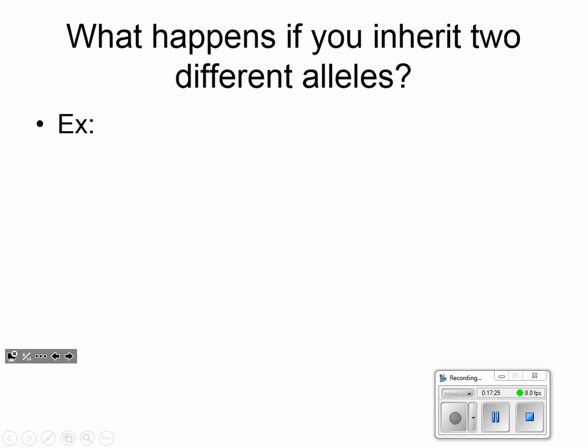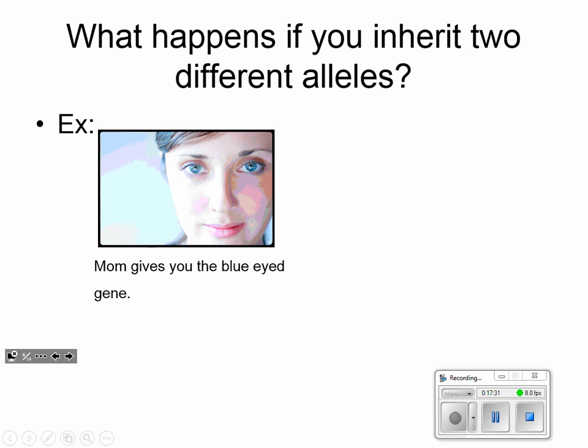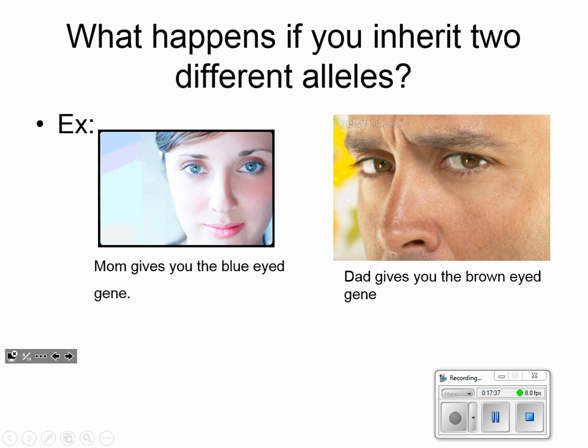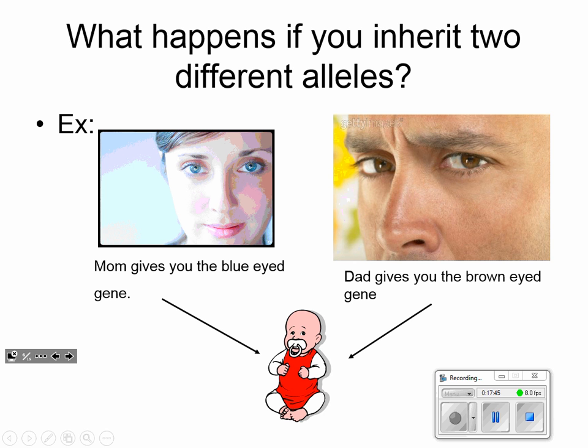Ready? I'm going to show you what happens when you inherit two different alleles, pieces of the gene on the chromosome. So, for example, your mother has blue eyes, so she's going to give you the only gene she has, which is a blue-eye gene. Your father has brown eyes. He's going to give you that brown-eye gene. This baby has one blue-eye gene, one brown-eye gene. What color eyes does the baby have? Samantha? How do you know?